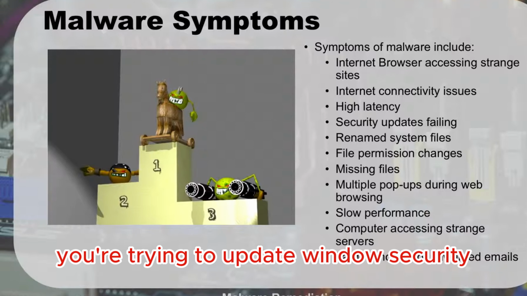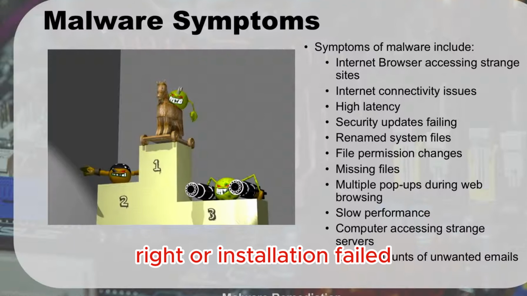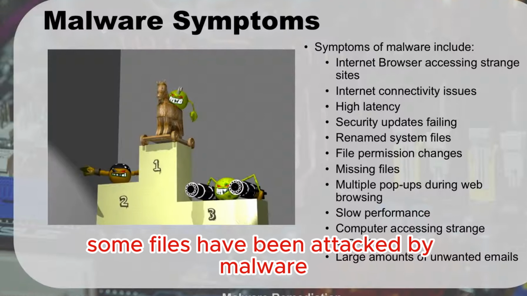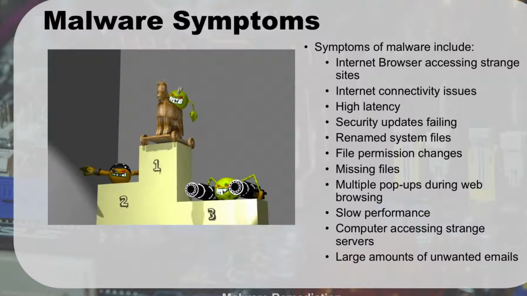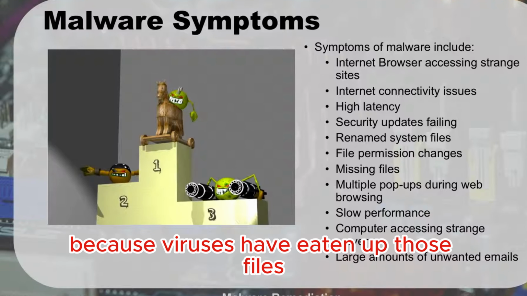Security updates are failing. You're trying to update Windows security, Windows updates, and it keeps saying security failed, or installation failed. The reason why is maybe you have some files that have been attacked by malware and you can't overwrite those files because they're currently in use. You can have system files that are renamed. You can have file permissions that have been changed. You can have files that are missing because viruses have eaten up those files.